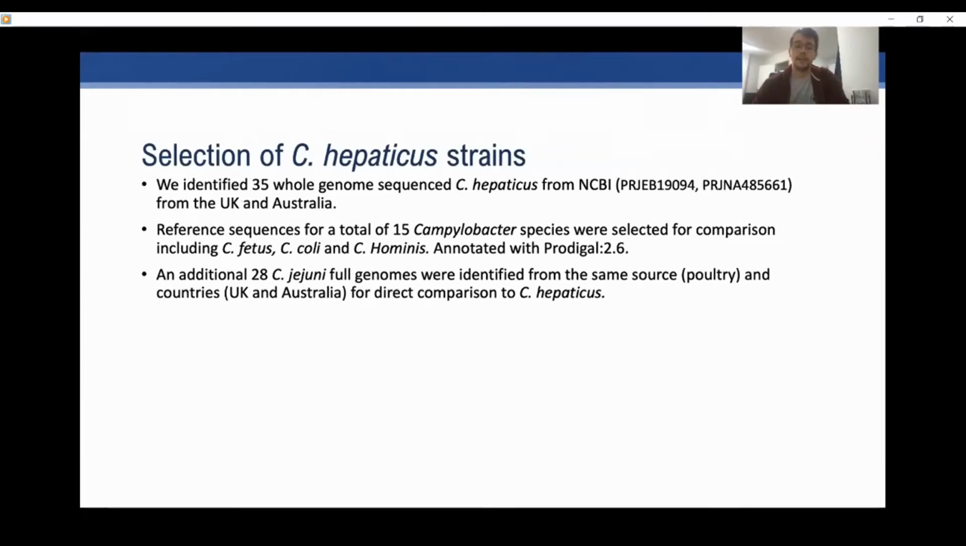We selected a sample of 35 whole genome sequences from the UK and Australia. We wanted to compare these to other Campylobacter species, so we selected an additional 15 reference strains. We then selected 28 C. jejuni genomes, C. jejuni being a close ancestor of hepaticus. We wanted to sample these from the same sources, so poultry, and from the same countries, the UK and Australia, for this direct comparison.